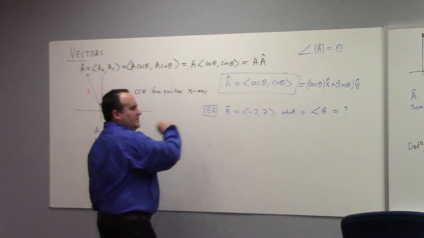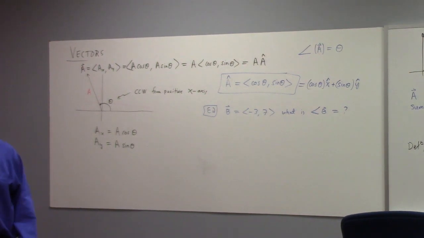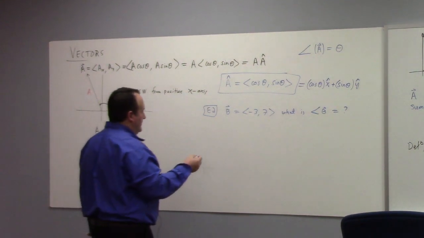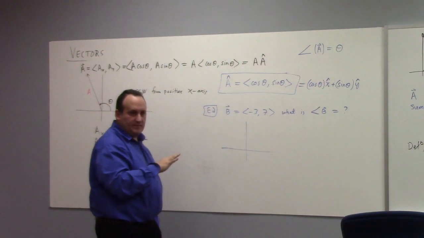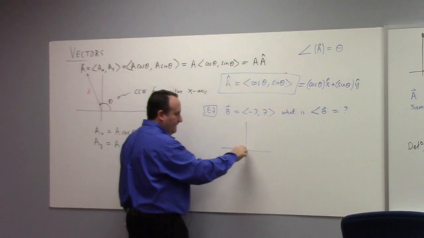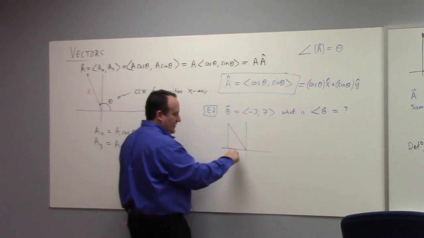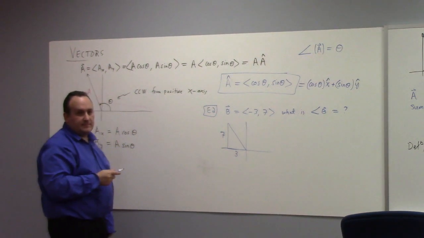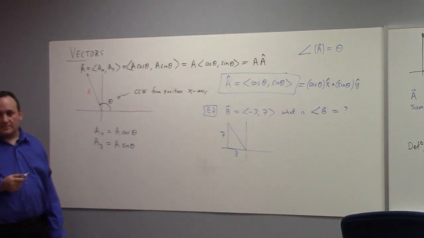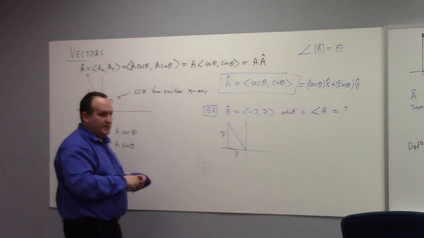So how would I figure out the angle here? What do I want to do? I want to draw a triangle. So minus 3, 7, where is that? That's over here, right? There's a triangle over here. It's got 3 down here. It's got 7 over here, right? Where's theta? Well, theta's over here, right?